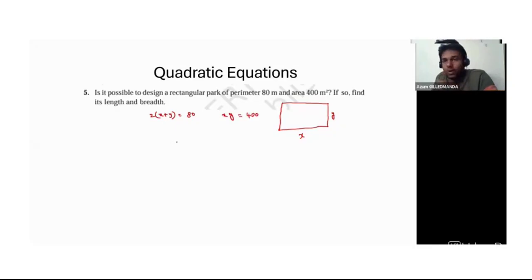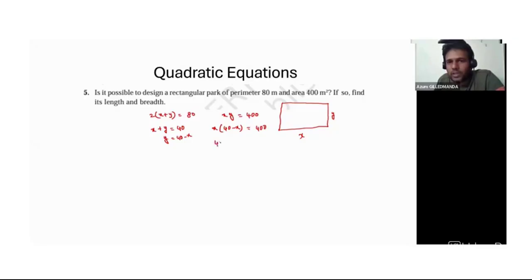Now, for the quadratic equation, we need only one variable, in terms of x. So let's find the value of y from this and substitute into that. Here, can I write x plus y as 40? Because 80 by 2 is 40. And from this, can I write y as 40 minus x? Now substitute this y value into this equation, which is x into y is 400. So x into y, where y is 40 minus x, is 400.